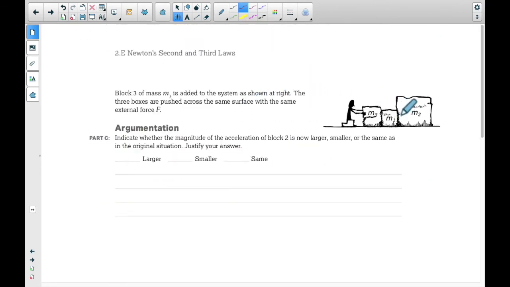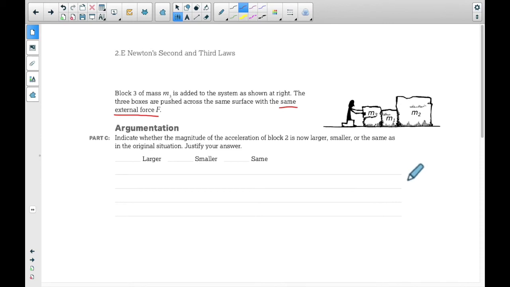Let's say we put a third block in here, M3. And let's say it's added to the system. Now we have the same external force going on. So this person has the same amount of strength they had before, same force. Indicate whether the magnitude of the acceleration of block 2 is now larger, smaller, or the same as in the original situation, and justify your answer.